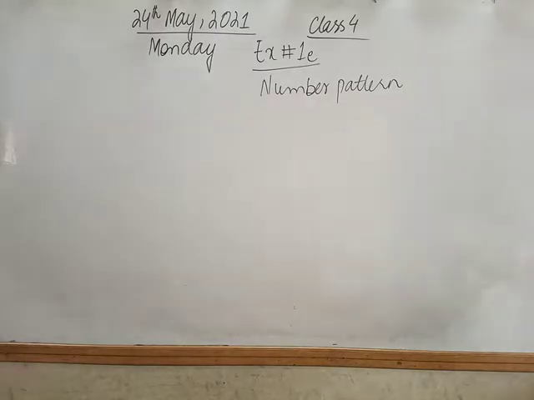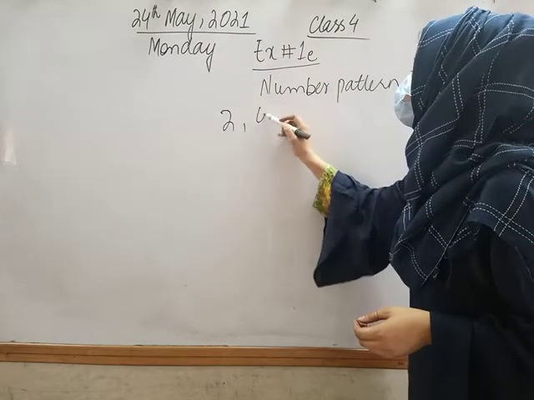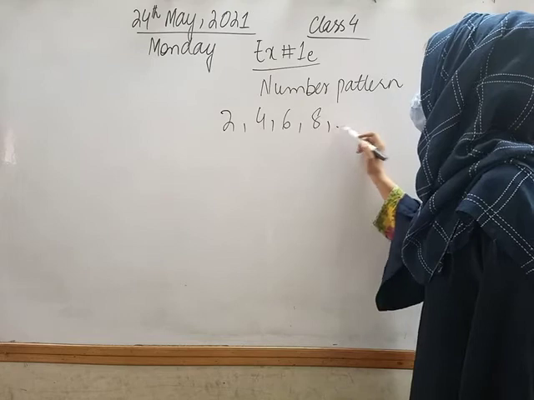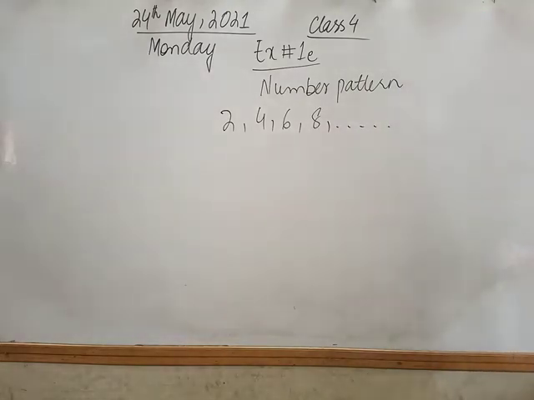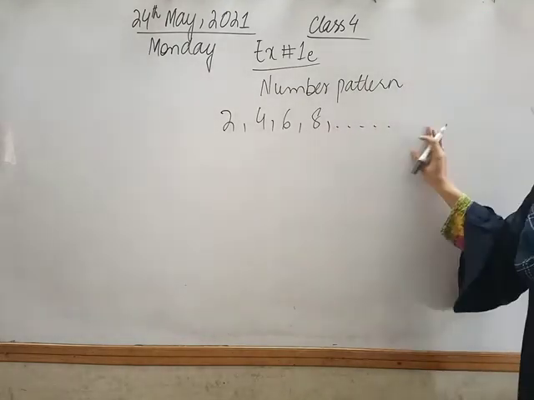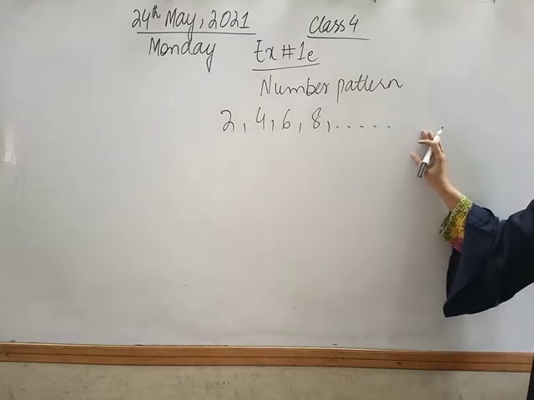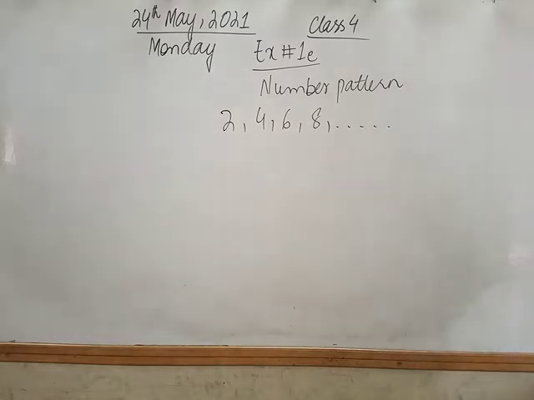Is everything clear? Okay. So first of all I have an example which is 2, 4, 6, 8 and so on, and I want to find the next two terms of this sequence. Fine? The next two terms of this sequence.